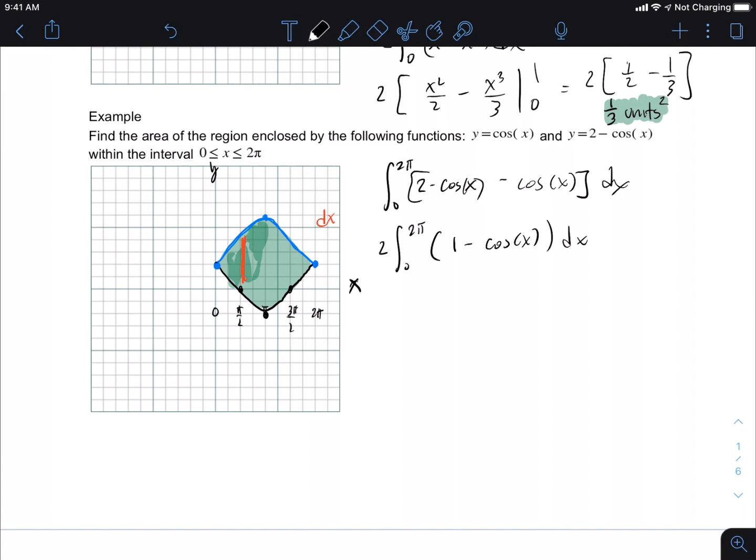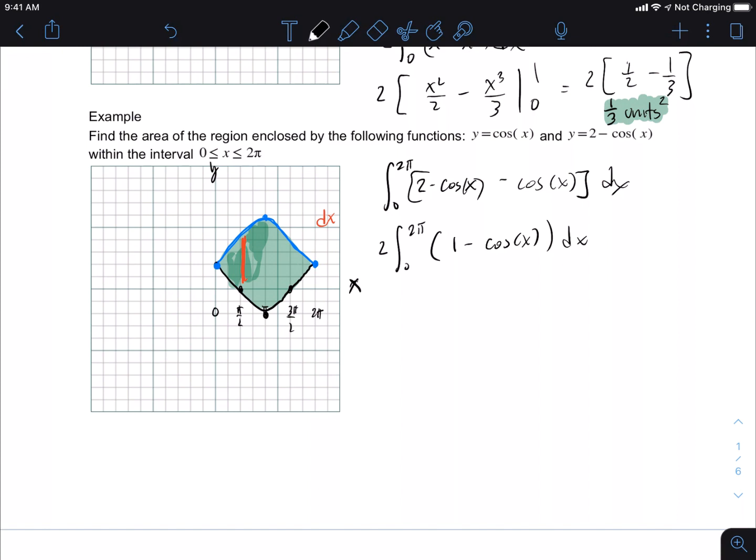What about the minus cosine x? Yeah, what's minus cosine x minus cosine x? That's a minus 2 cosine x, right? Yeah. So then I factored out the 2. Oh, I see. You're good? Yeah, I'm good. All right.